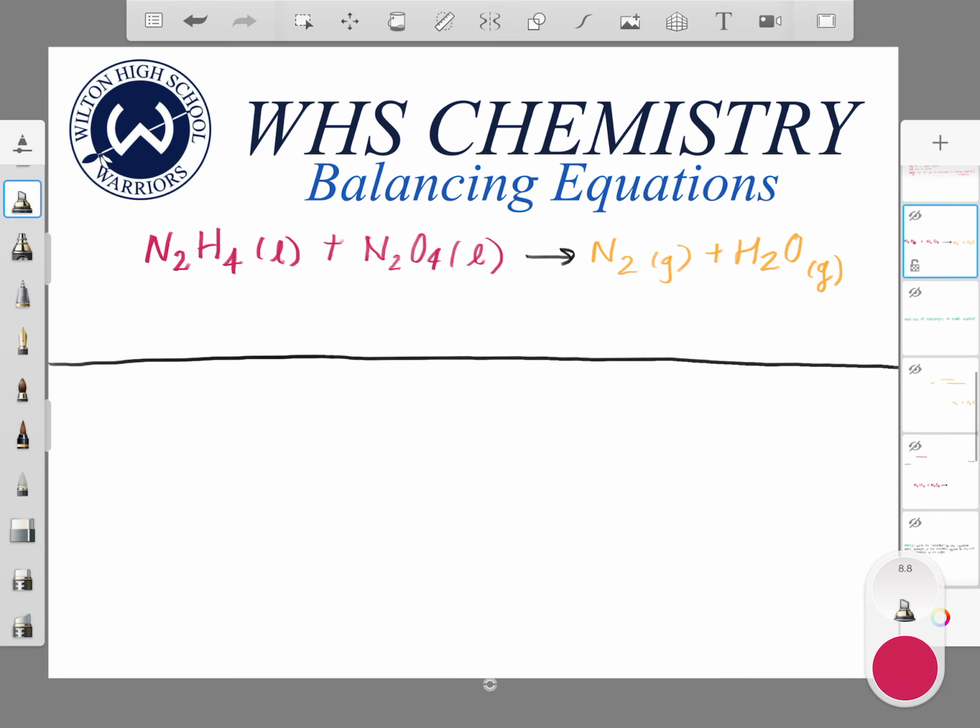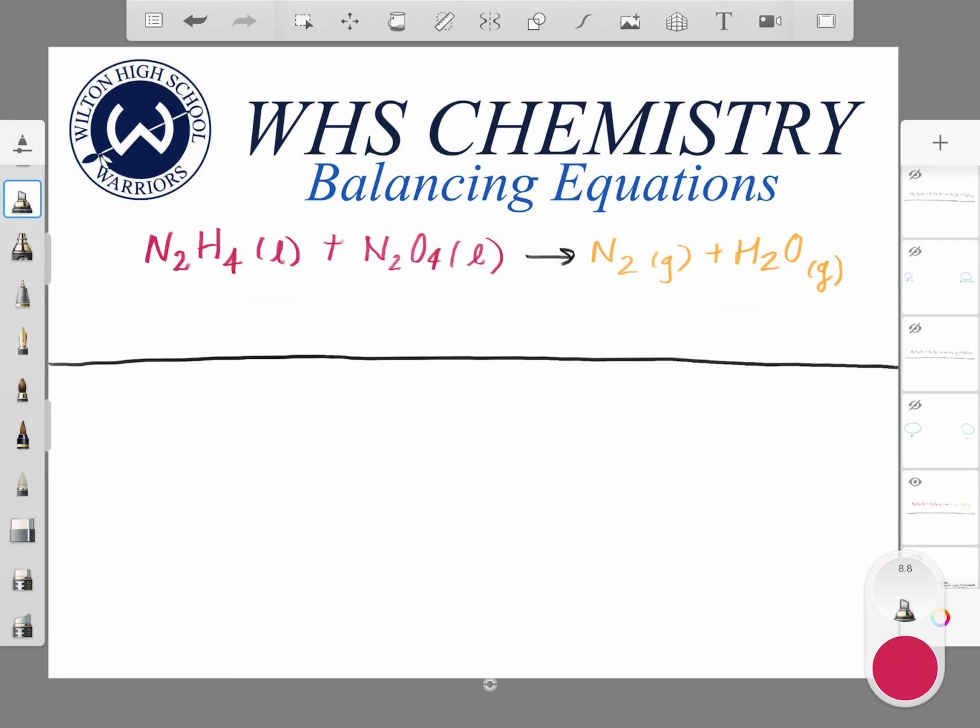Okay, let's get rid of that. And so here's our skeleton equation with our states, which were steps 1 and 2. So now let's start off by looking at how to balance this. It's always really helpful that you start off by balancing an element that appears in only one of the compounds on both sides.